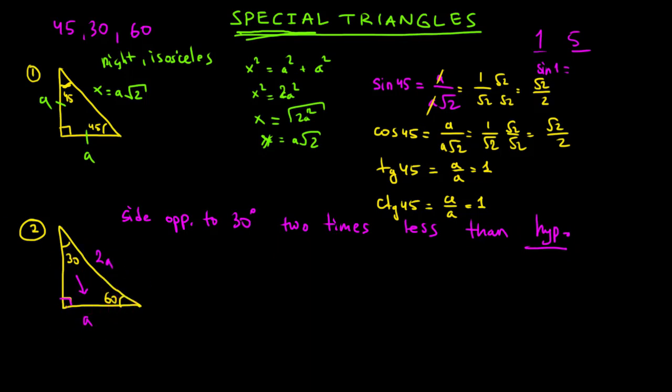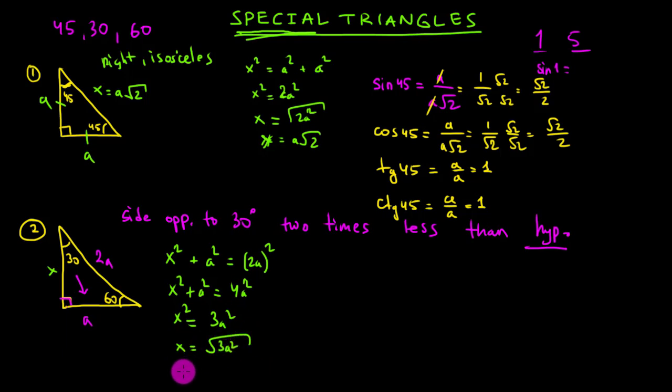Okay, now let's find what x is. You don't know this side; you know these sides and you don't know x. So let's find it. According to the Pythagoras theorem, you could write x squared plus a squared equals 2a squared, so you get x squared plus a squared equals 4a squared. So x squared would be equal to 3a squared. So x is a square root 3, so it would be equal to a square root 3.